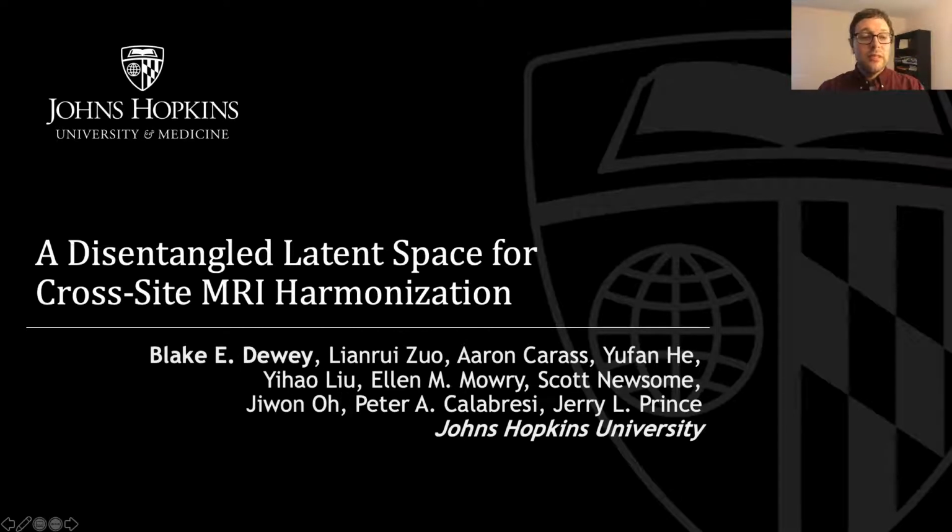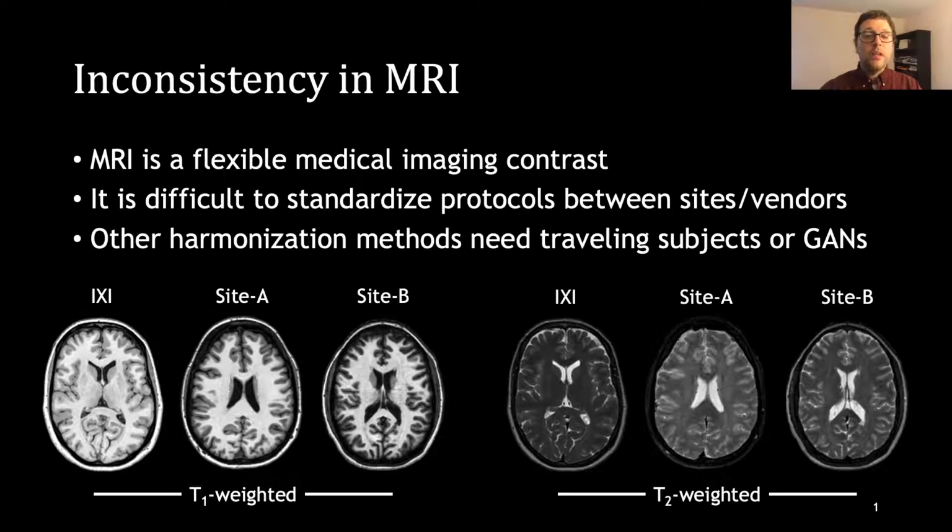I'm from Johns Hopkins University, and today I'll be presenting on a disentangled latent space for cross-site MRI harmonization. One of the largest problems that we run into when we talk about medical image analysis with respect to MRI images is the inconsistency in MRI acquisition techniques. MRI is a flexible medical imaging contrast, but this makes it difficult to standardize protocols between sites and vendors. And so far, other harmonization methods have required either traveling subjects or generative adversarial networks, which can be expensive to acquire or difficult to train.